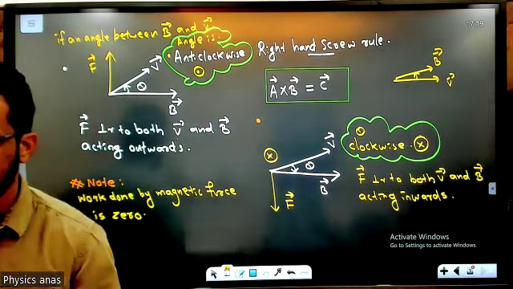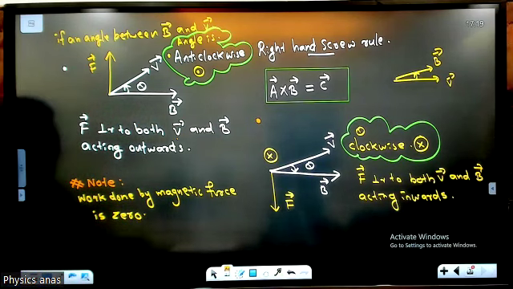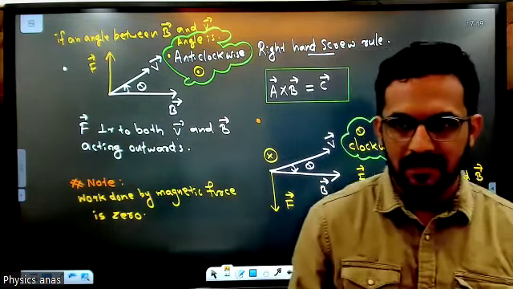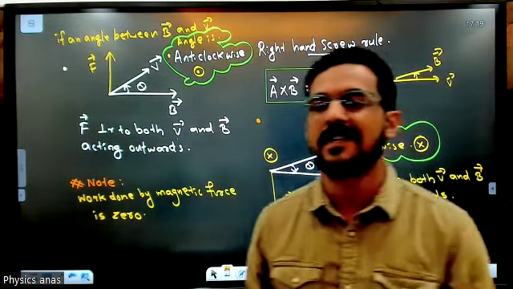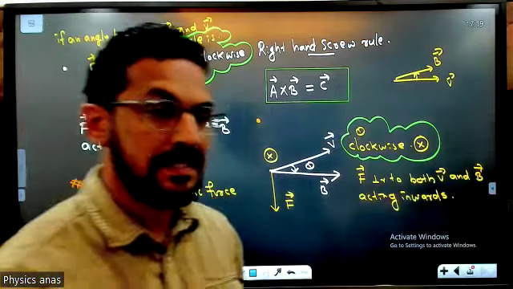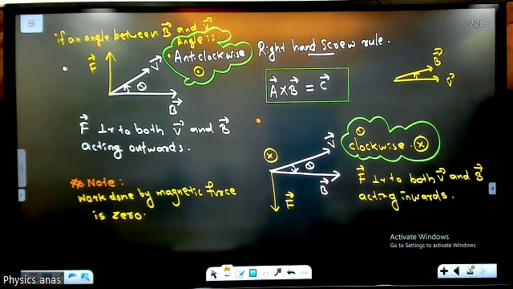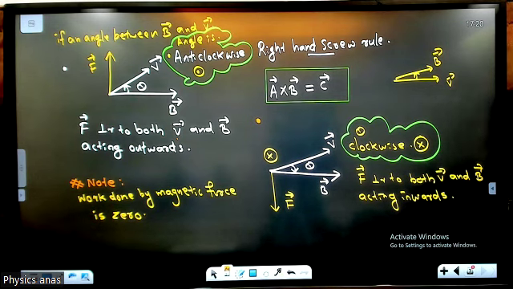Did you understand this one? You got it? It is okay now. Can I move to the next one? Next, we have to discuss a derivation: the force acting on a current carrying conductor in a magnetic field.